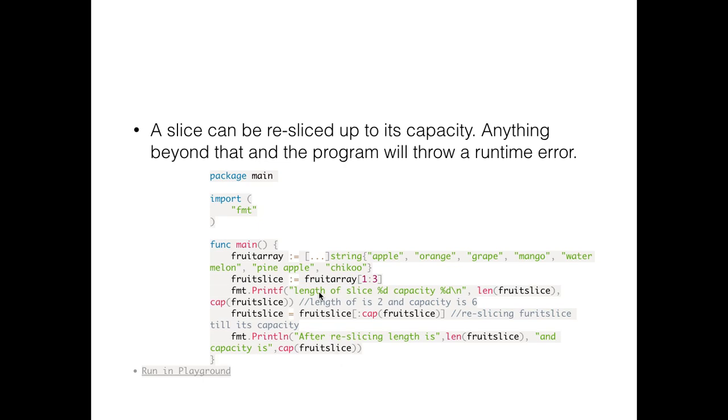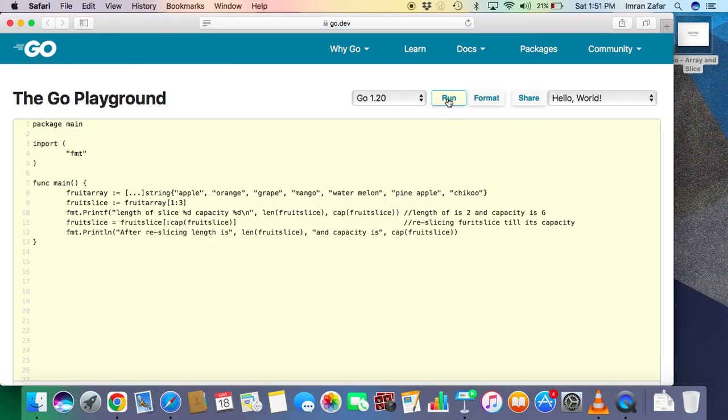So the first printf will print the length as 2 and the capacity as 6, and the second printf will print the length as 6 and the capacity as 6 as well. The length is 6 because all elements of the fruit slice till the capacity of the slice will be the length 6, and then capacity is again 6. So if we run this in the playground, you can have a look at the values here.